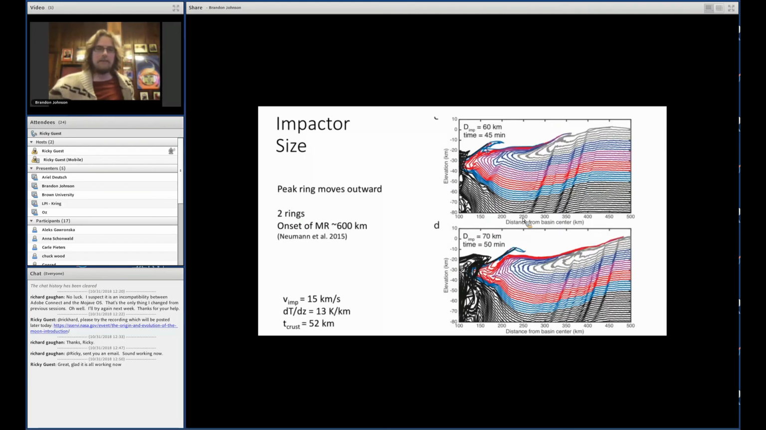Then going up to even larger sizes, essentially the story is maybe not that wild, but it's nice to see that, as we expect, the peak rings of these basins move outward, and the outer rings also tend to move outward as we increase the size of the impactor.